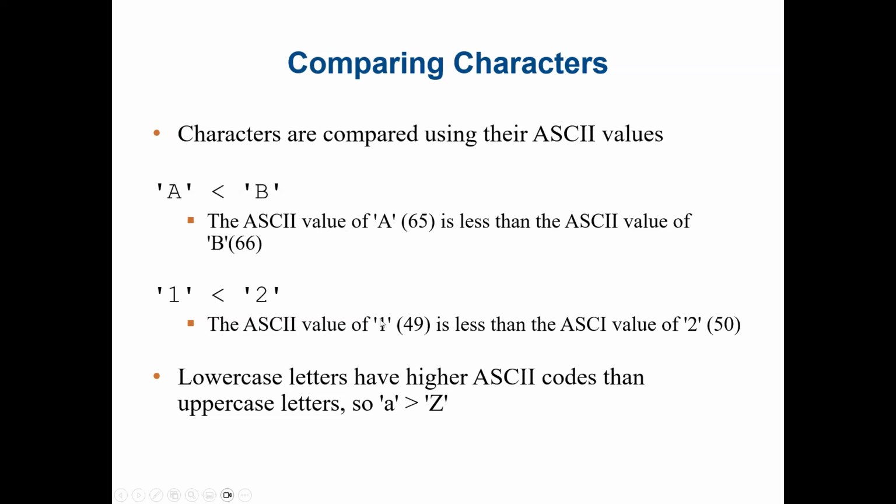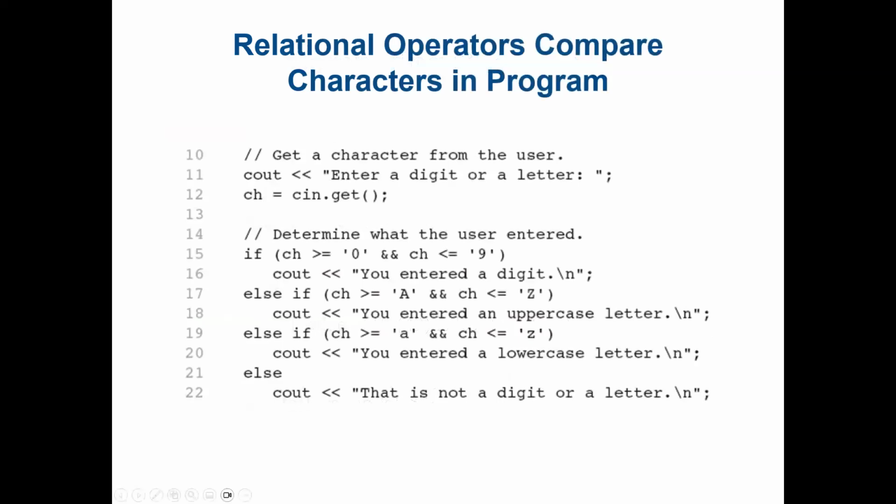Now here you can see that the 1 is in single quotes. So the 1 is not a value, more or less like a character. So here we say lowercase letters have a higher ASCII code than uppercase letters. So normally lowercase a is greater than uppercase Z. So this is an example here.